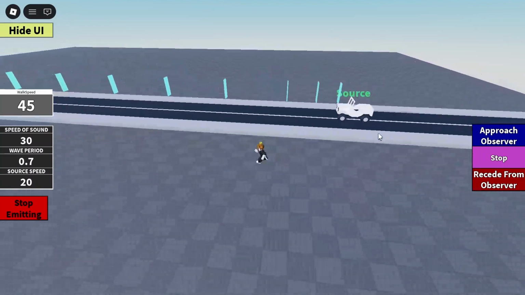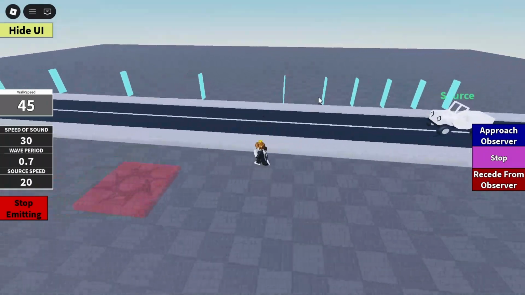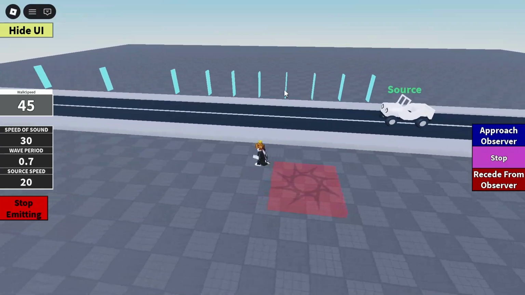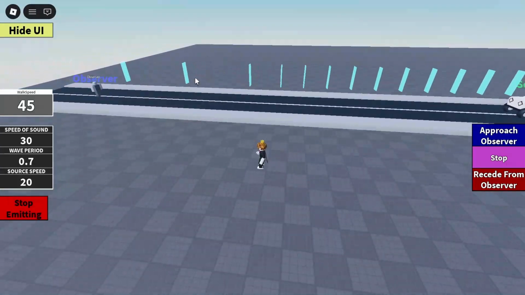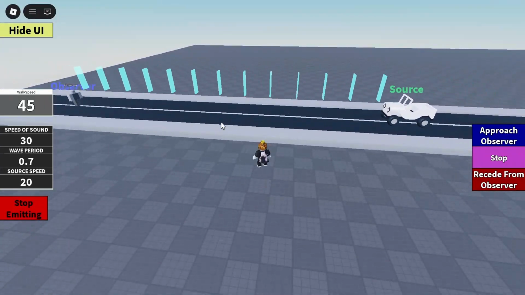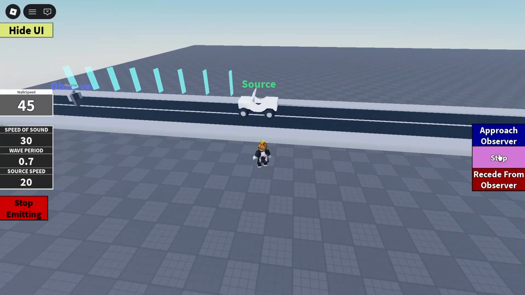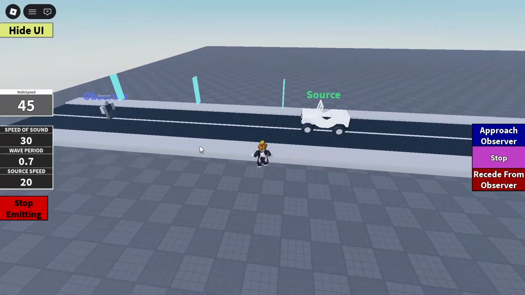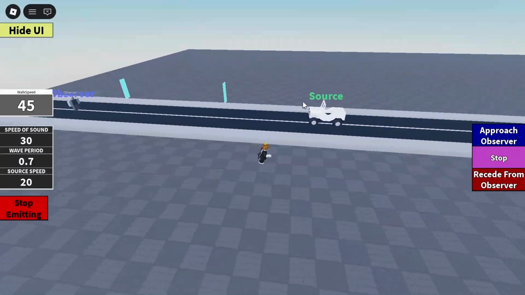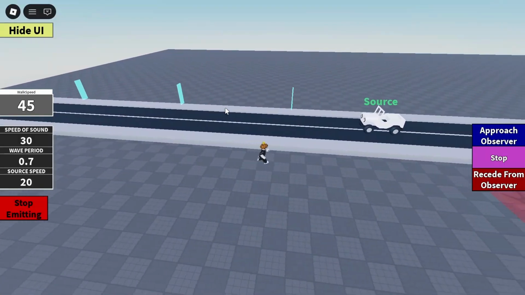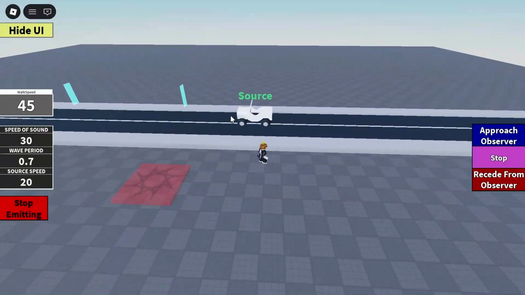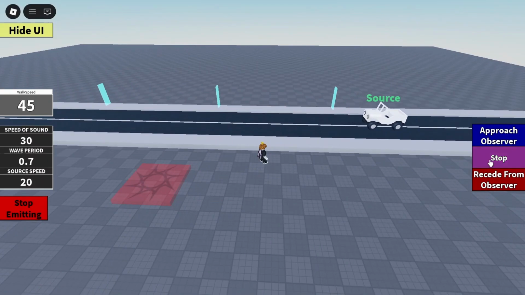So we'll make it approach the observer. If you notice, the wavelength now is lower than what it used to be before. And what if we make it go the other way? We can make it recede away from the observer. So if you notice, the wavelength is much higher than what it used to be before.